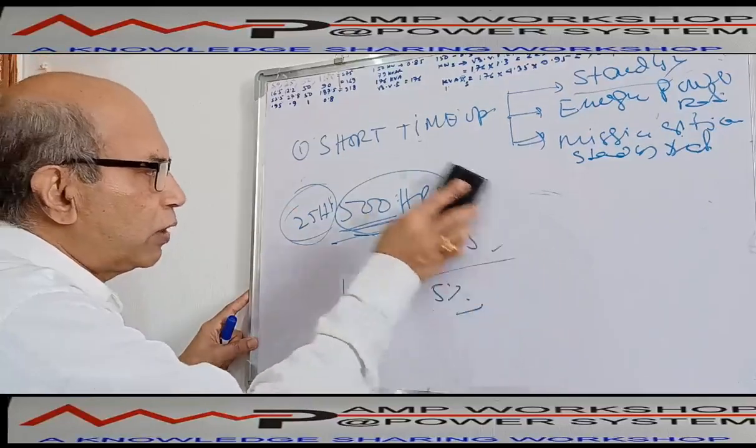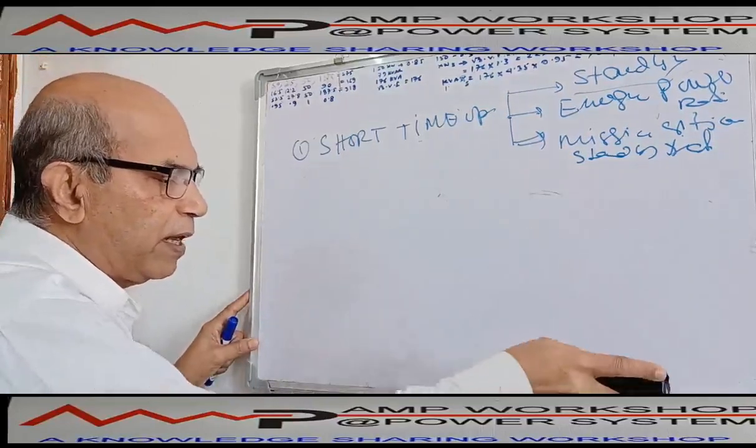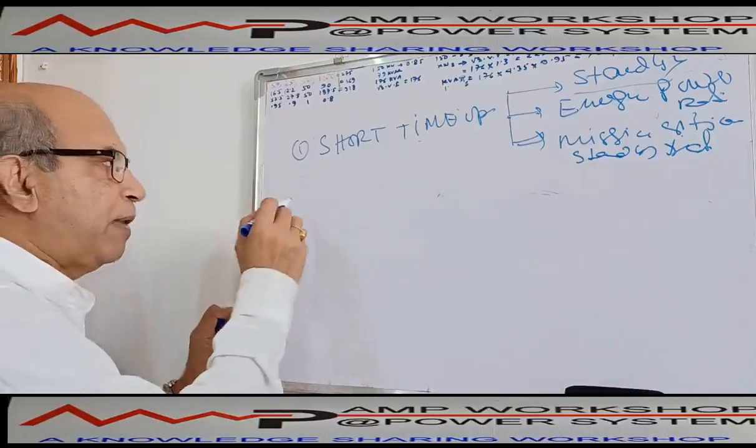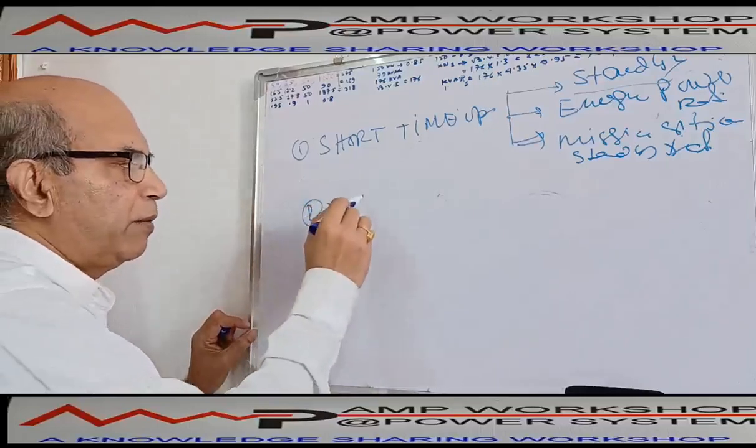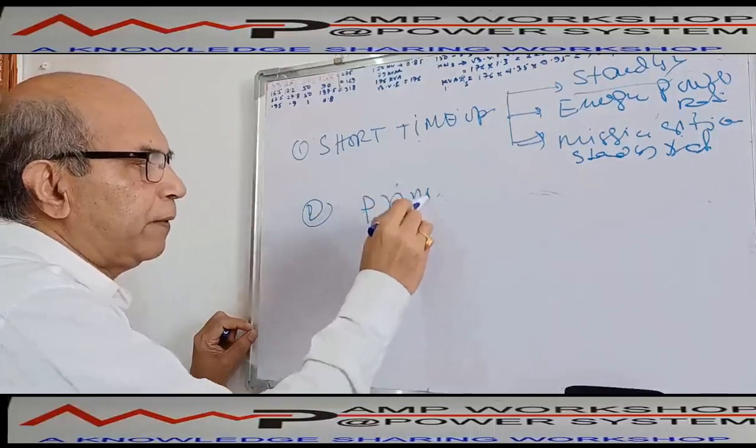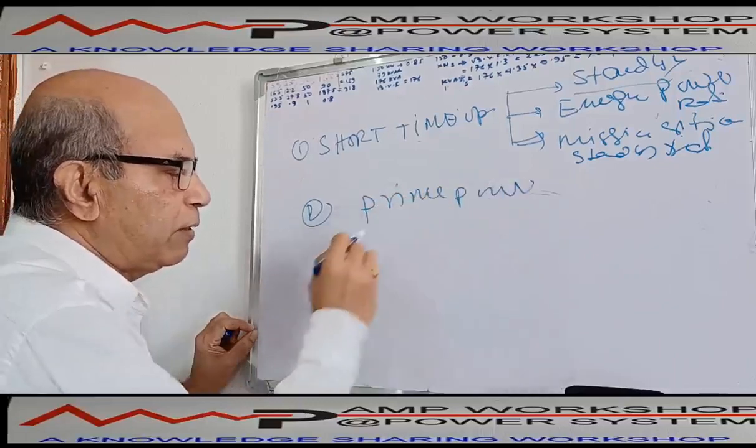Now, if we go to the long-term rating, there are two long-term ratings. One is called the prime power rating, and the other is the continuous power rating.